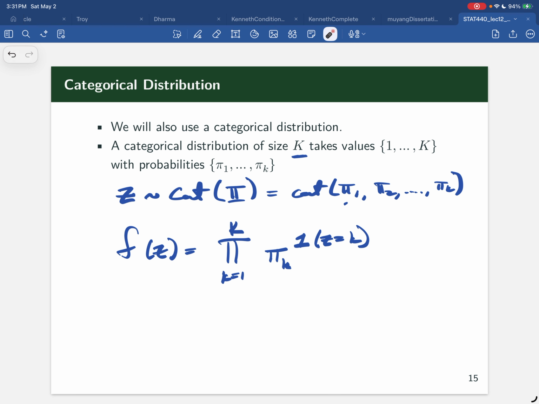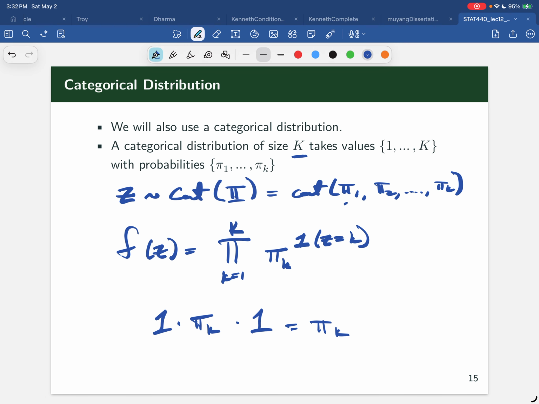Does z equal k? No, it doesn't. So this exponent becomes a 0. Pi to the 0 is 1. So in my product, when k equals 1, I've got a 1. Now when k equals 2, this indicator returns a 1. I get a pi k to the 1. So I get pi k. And then when k equals 3, of course, this is 0, this is 1. And so what we end up with is pi k exactly like we want.